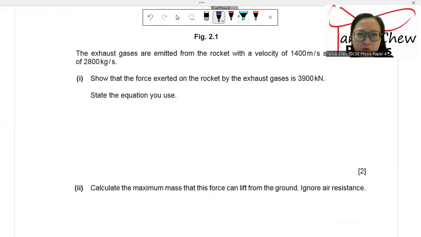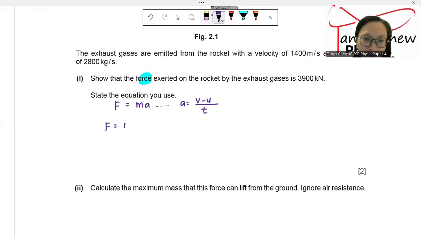Whenever they ask me to find force, I am going to use F equal to ma, because my mama forced me to study all the time. But the problem is we don't have acceleration. No problem with that. I'm going to do a little bit of modification. Acceleration here is being defined as the change of velocity per time taken. So I'm going to replace that a with v minus u over t. V is the final velocity. U is the initial velocity, per time taken.